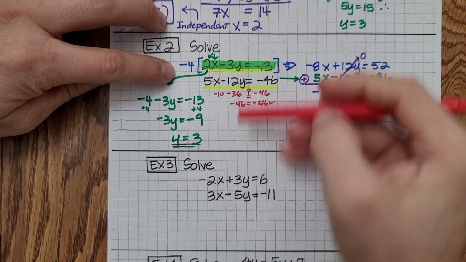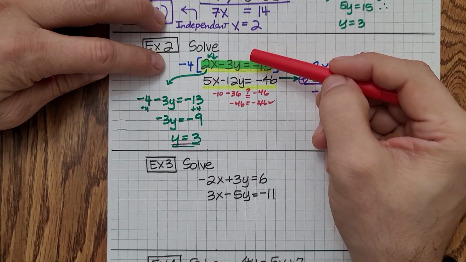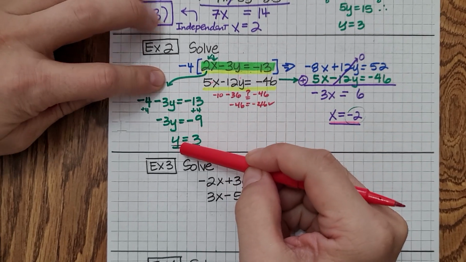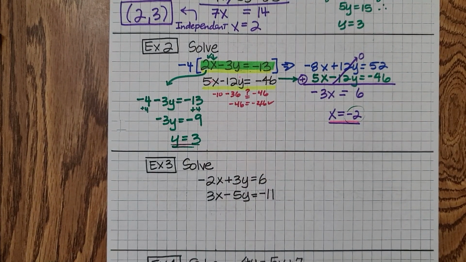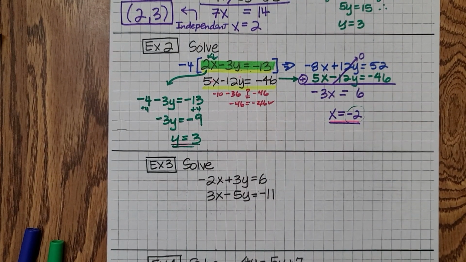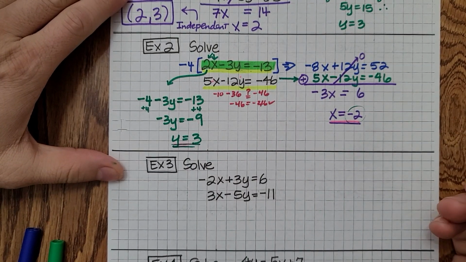You don't have to check it in this green equation because we actually used the green equation to come up with that answer. You can if you want, but it's redundant and unnecessary. So let's just write our answer as an ordered pair.